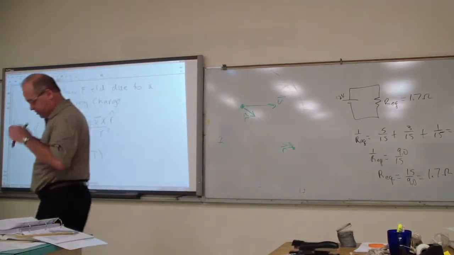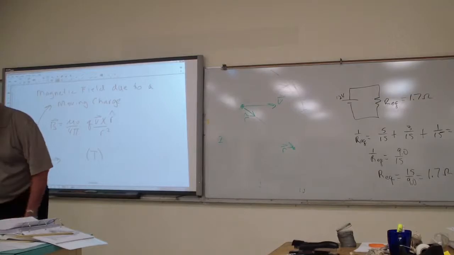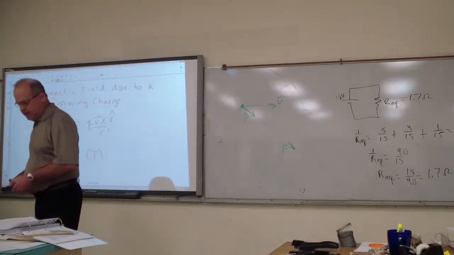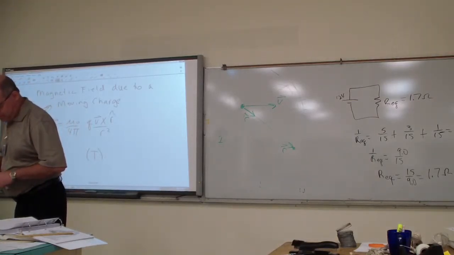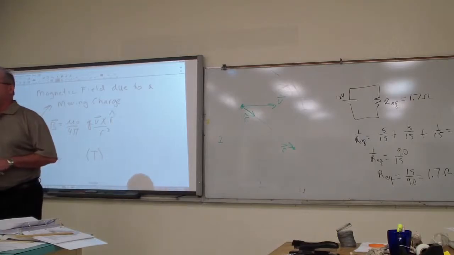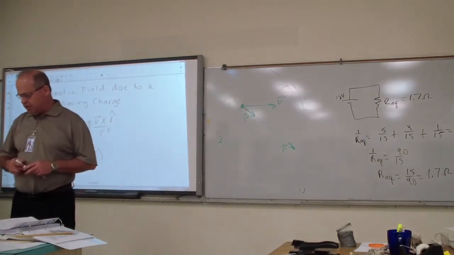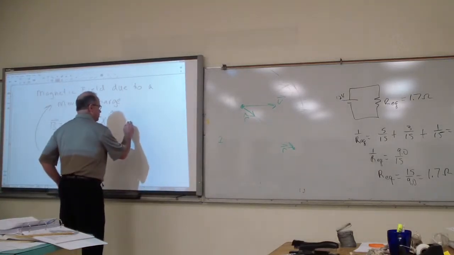Mu sub O is different. It's 4 pi times 10 to the minus 7 Tesla meters per amp. Tesla per Tesla meter meters per newton.